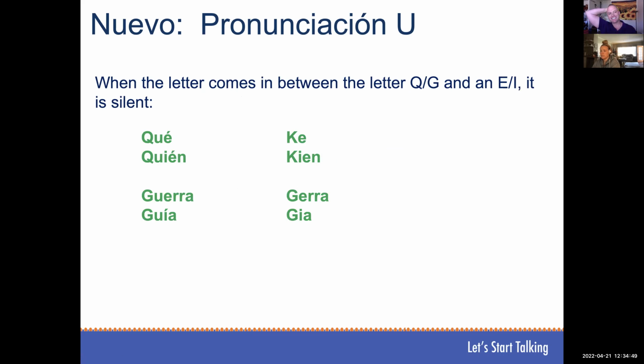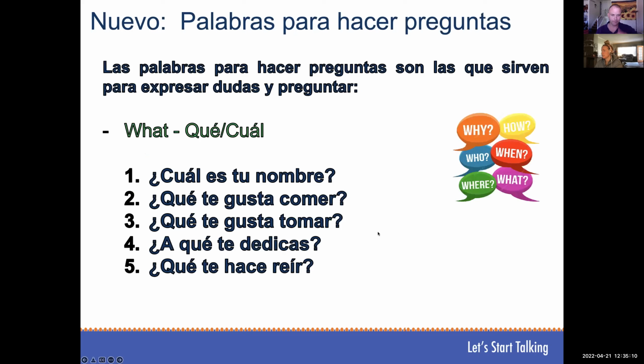Finally, it can become silent if it comes in between, on one side, a Q or a G, and on the other side, an E or an I. So kind of lots of rules here. So repeat after me. ¿Qué? ¿Quién? Guerra. Guía. Muy bien.